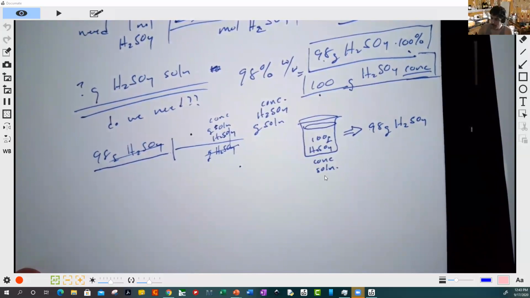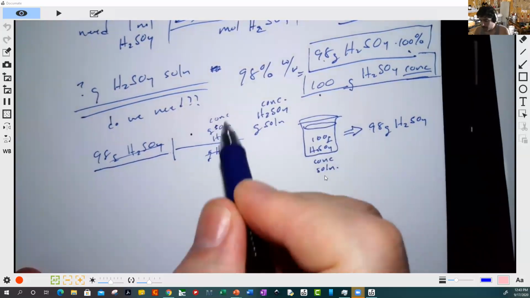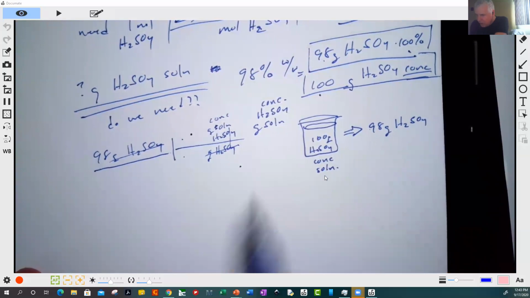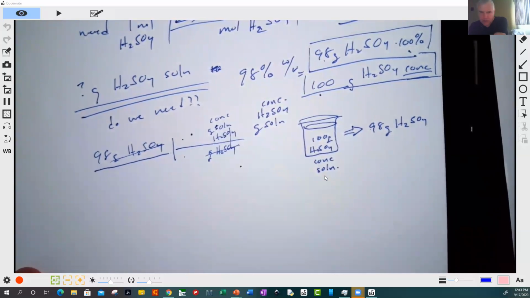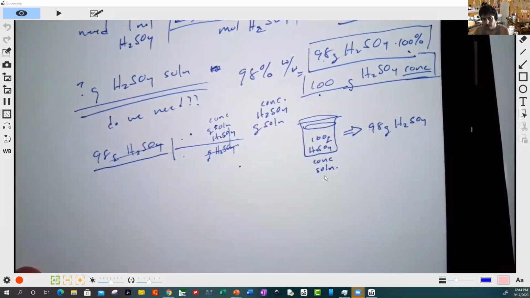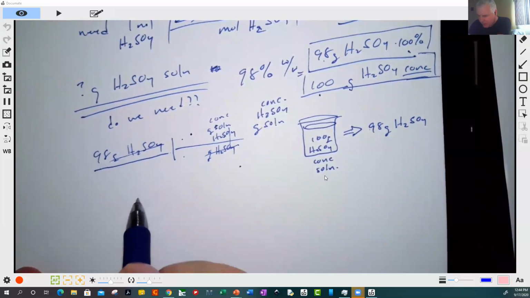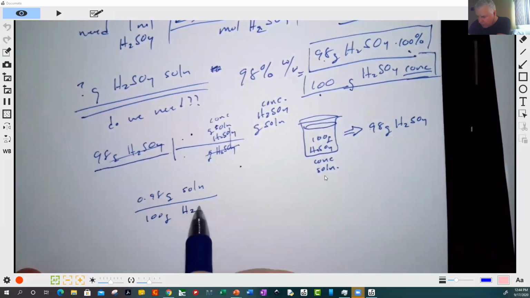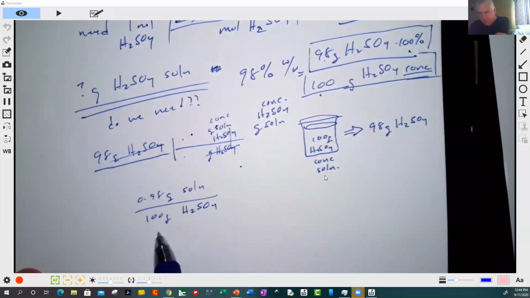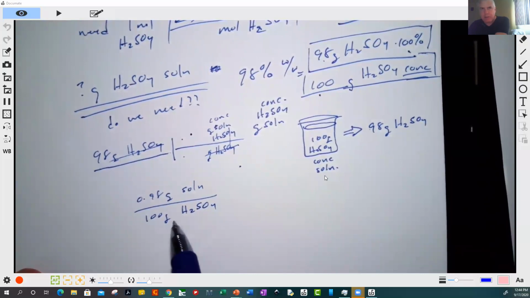So that's 0.98? Okay. 0.98 in the numerator or the denominator? Numerator. Okay. 0.98 grams of solution per how much sulfuric acid? 100. Okay. Don't write that down. Let's just think about it. 0.98 grams of solution over 100 grams of H2SO4. Is this a 98% solution of H2SO4? No, it's not.